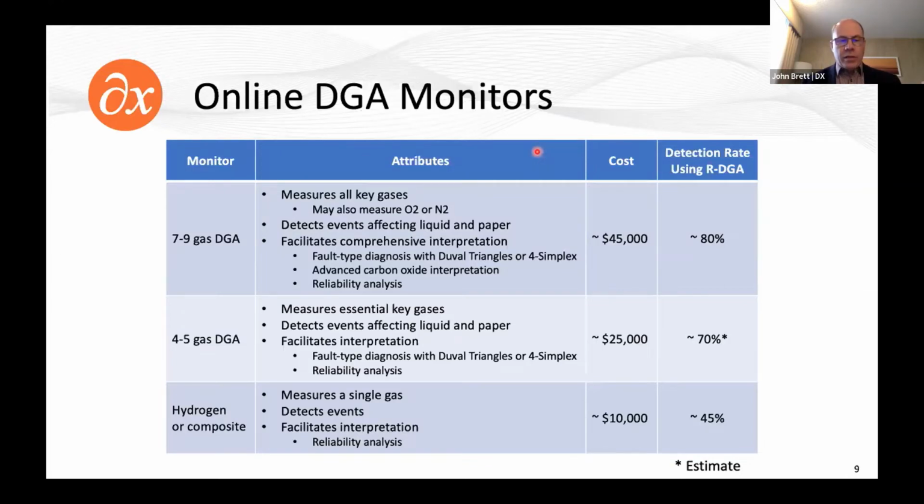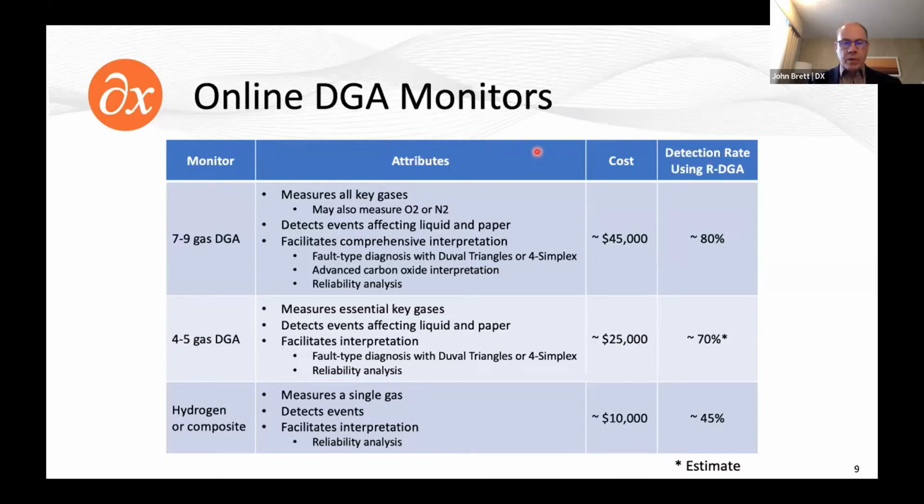And then you get down to a 4 or 5 gas DGA monitor, it gets all the essential key gases. Typically, it's only one of the carbon oxide gases, so you can't do a full carbon oxide interpretation, but it is pretty effective. It can identify events occurring in the liquid and the vapor. It's got all the information you need for the Duval triangles or the 4-simplex, and you can do a reliability analysis.